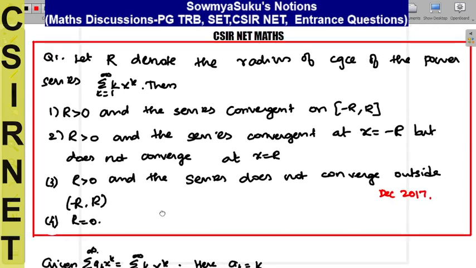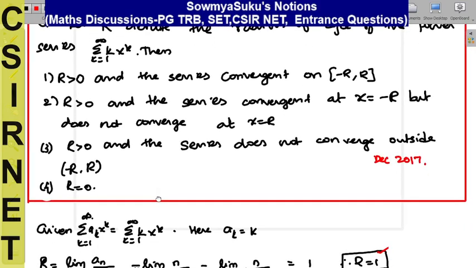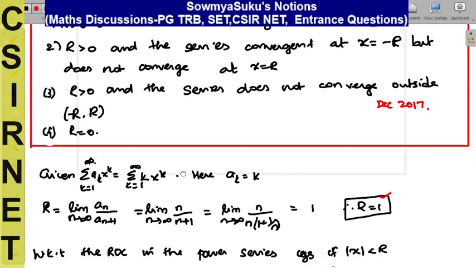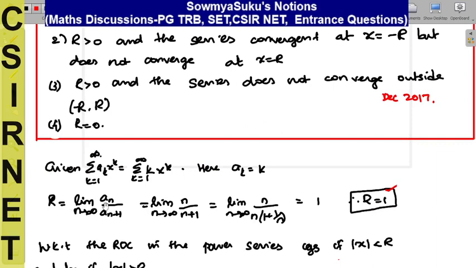First of all, we can find the radius of convergence. For that, the given series is summation k equal to 1 to infinity a_k x^k, which is summation k x^k. So here a_k is equal to k. The radius of convergence is limit n tends to infinity a_n divided by a_(n+1), which is limit n tends to infinity n divided by n plus 1. Take n outside, we get 1. So R is equal to 1. So from this, option 4 is false because R is equal to 1.